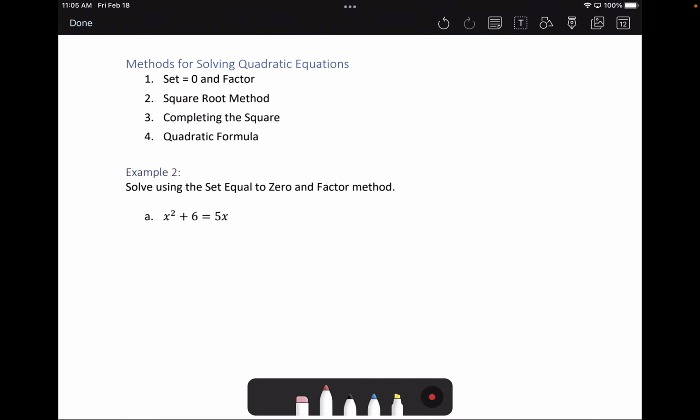There's 4 different ways to solve a quadratic equation. One is set it equal to 0 and factor. Method 2 is the square root method, then completing the square and the quadratic formula.